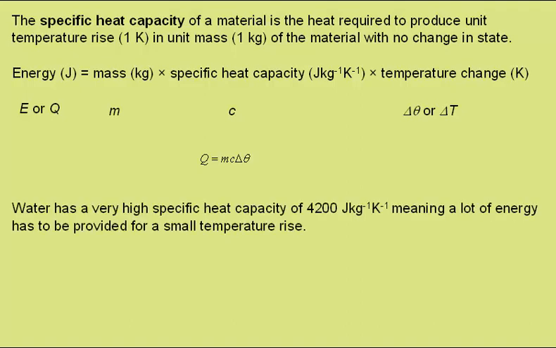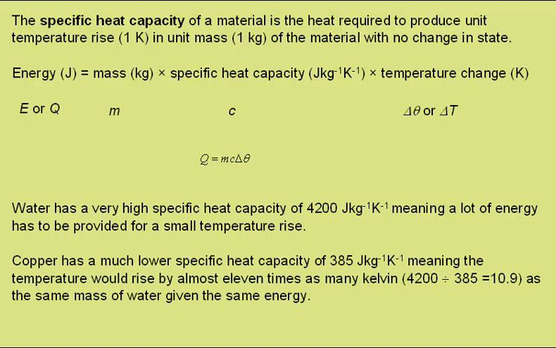Water has a very high specific heat capacity of 4,200 joules per kilogram per Kelvin, meaning a lot of energy has to be provided for a small temperature rise. Copper, on the other hand, has a much lower specific heat capacity of just 385 joules per kilogram per Kelvin, meaning the temperature would rise by almost 11 times as many Kelvin, 4,200 divided by 385, giving 10.9, as would the same mass of water, given the same amount of energy.